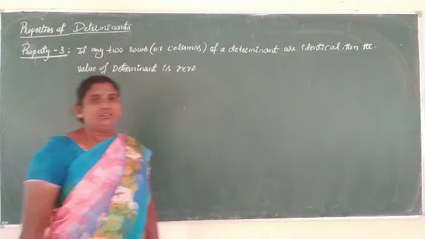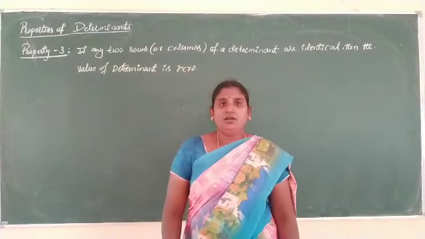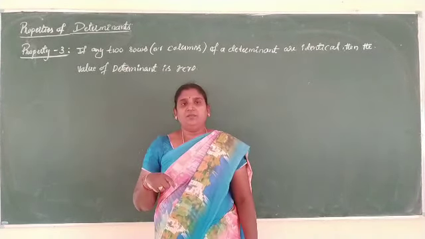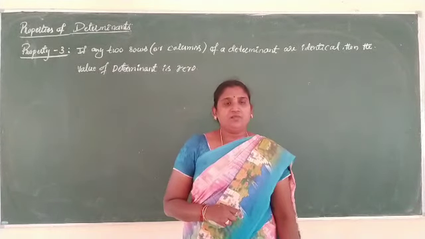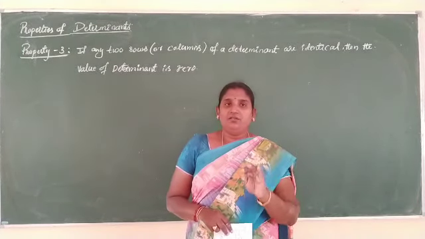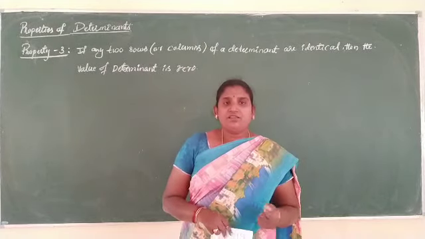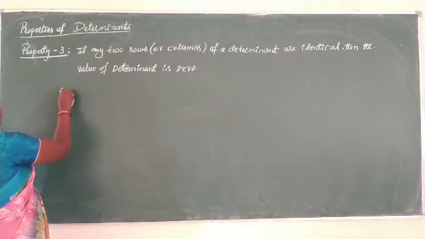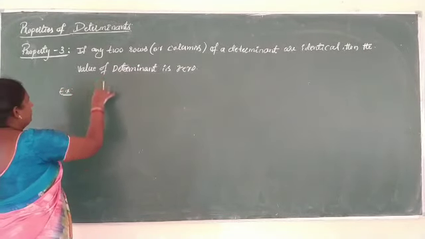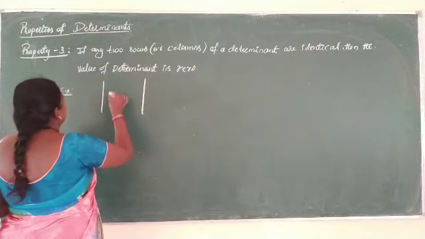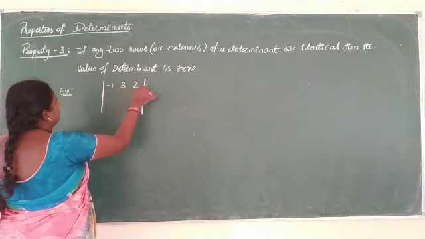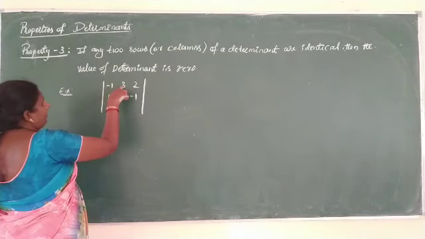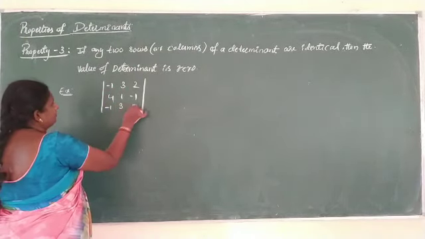Any two rows or columns of a determinant are identical. Identical means corresponding elements should be the same. Then the value of the determinant is 0. So let us see an example. Suppose the determinant has rows -1, 3, 2; 4, 1, -1; and the same as the first row, -1, 3, 2.